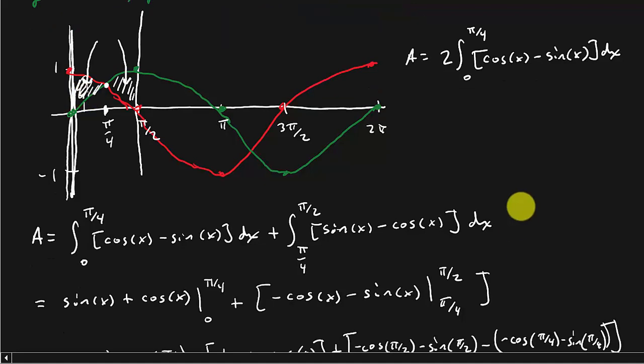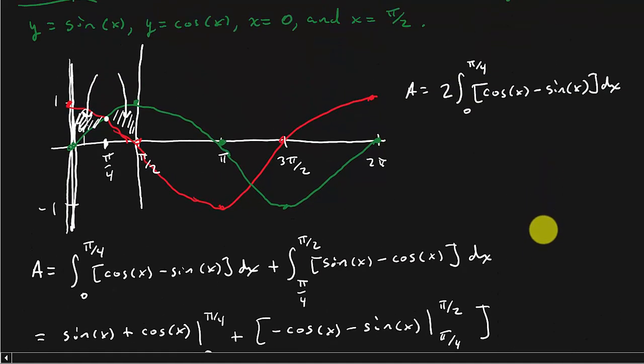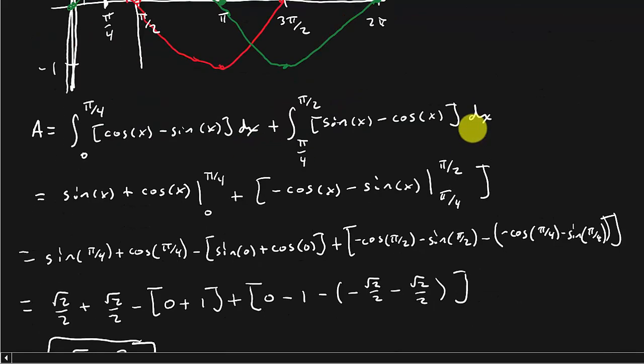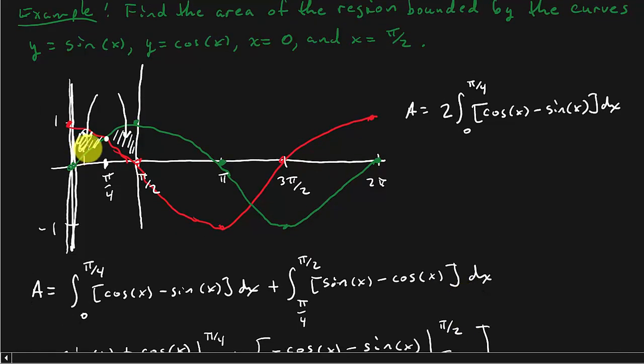So why didn't I do that here? Well, you may run across something like this where the curves change. One's on top and then the other one's on top. You may run into that, and these two areas aren't the same. And if the two areas aren't the same, then you have to do it like this. But if these two areas are the same, then just find the area of one of them and double it. All right, so let's look at the last example.